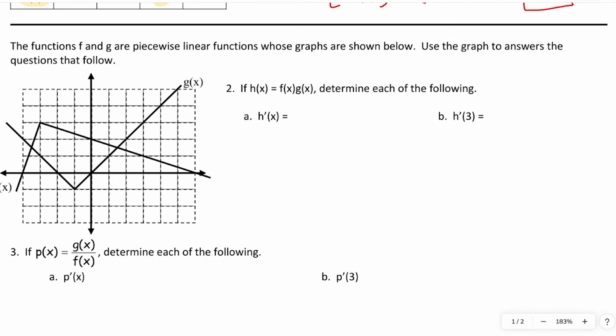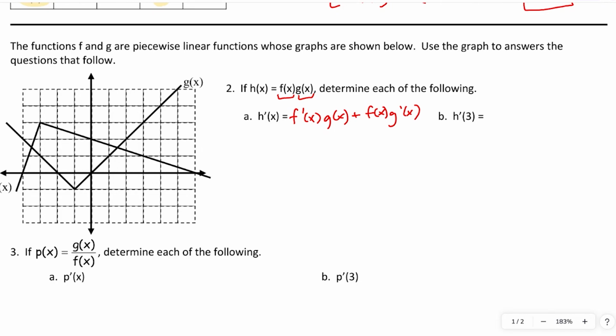So it's saying h is the product of f and g, so you can tell right away I'm going to have to use the product rule here. Determine each of the following. Here we go, the derivative of h. So we're going to differentiate this using the product rule, pretty much in the abstract form that we write it as our template here. So f prime g plus f times g prime.